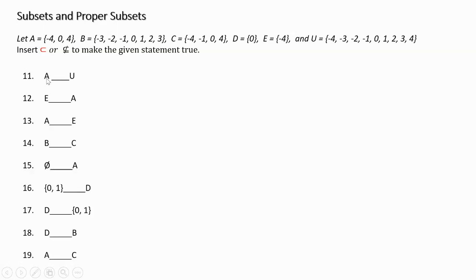Now A, right? So let's go to A here. A contains -4, 0, and 4. Let's go to the universal set. So -4, 0, and 4 are also here, right? So this will be the first symbol, which is proper subset. And here's why. Every element of set A is an element of U, but U contains at least one element not in A.